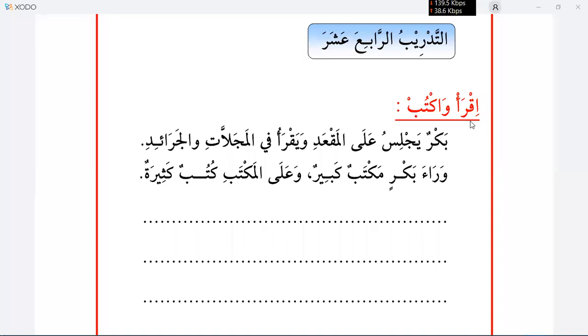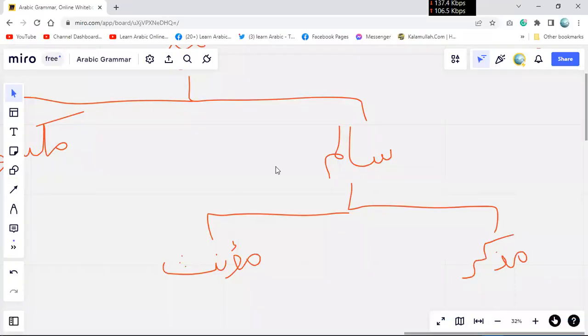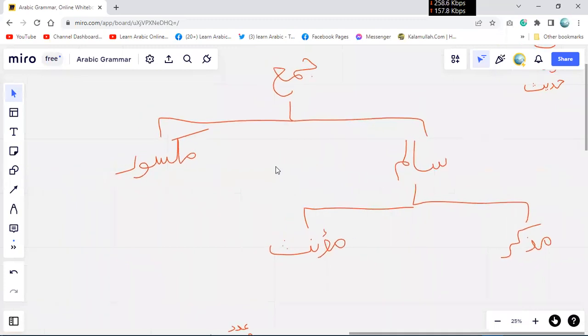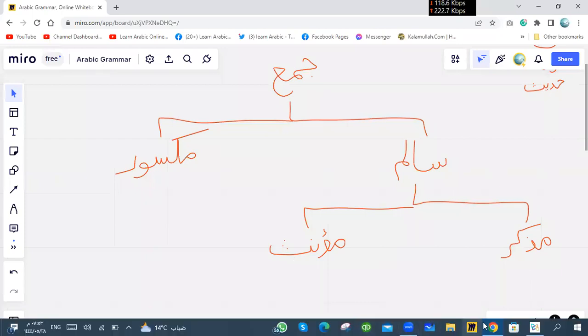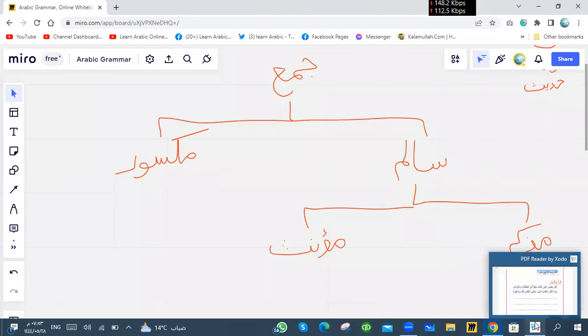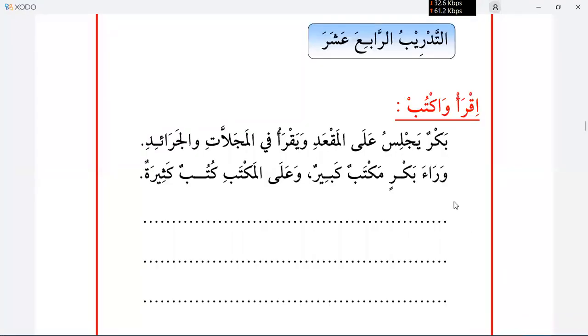Okay, so can I just repeat myself, sir? You said in Jama you have two sections. One is Salim, that is, which has sound, and Maksur, that is broken, right, sir? Yes. Is it a broken plural, Maksur? Yes. And in this Salim, you have another two, Muzakkar and Muannas. It is known as Jama Muzakkar Salim, and this one is known as Jama Muannas Salim. Okay, sir. Sound masculine plural, sound feminine plural. Okay. Jazakallah, sir.